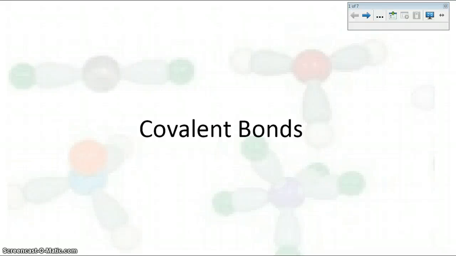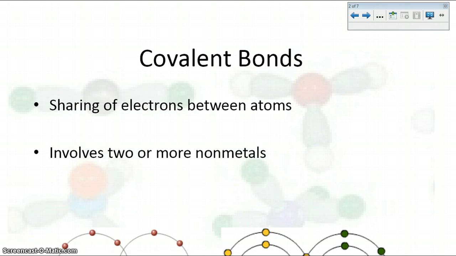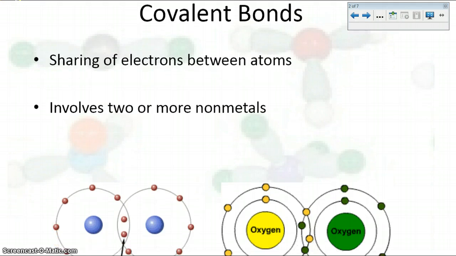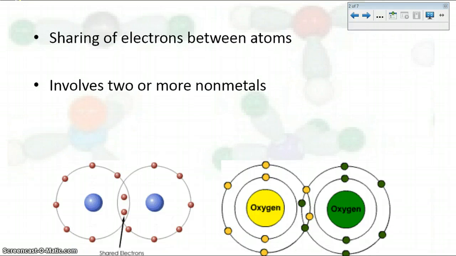In this podcast, we're going to talk about covalent bonding. Specifically, we're going to talk about naming covalent bonds and formulas for covalent bonds. All right, first let's just talk a little bit about what a covalent bond is. A covalent bond is when you have sharing of electrons between atoms, and it involves two or more nonmetals.